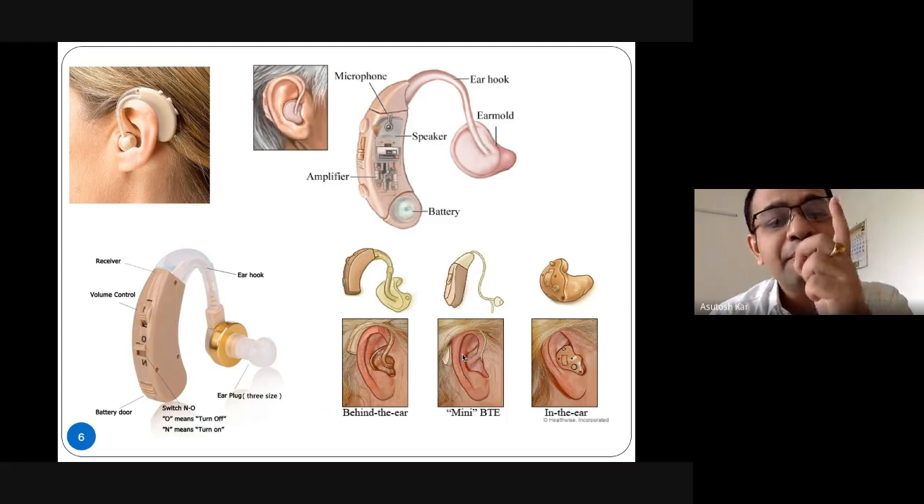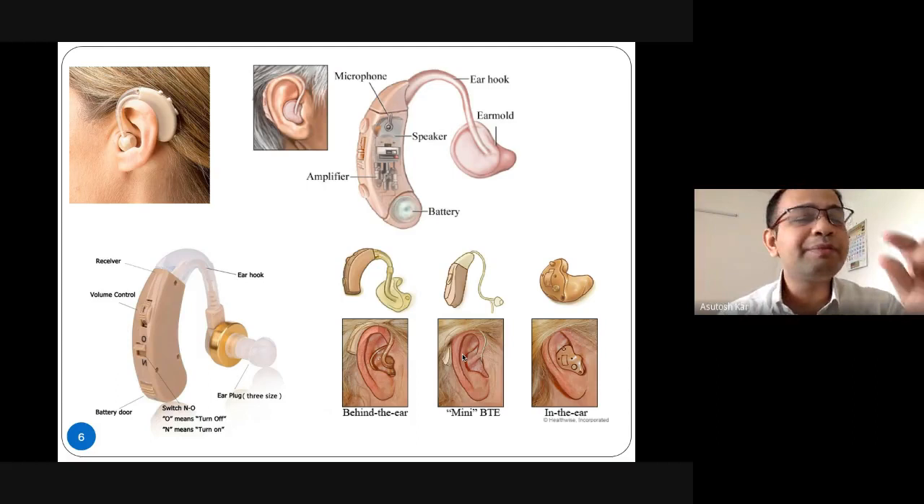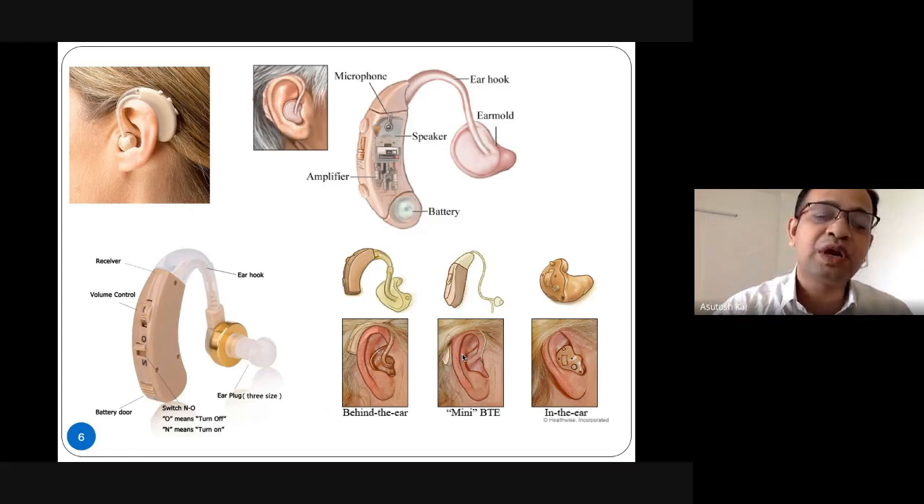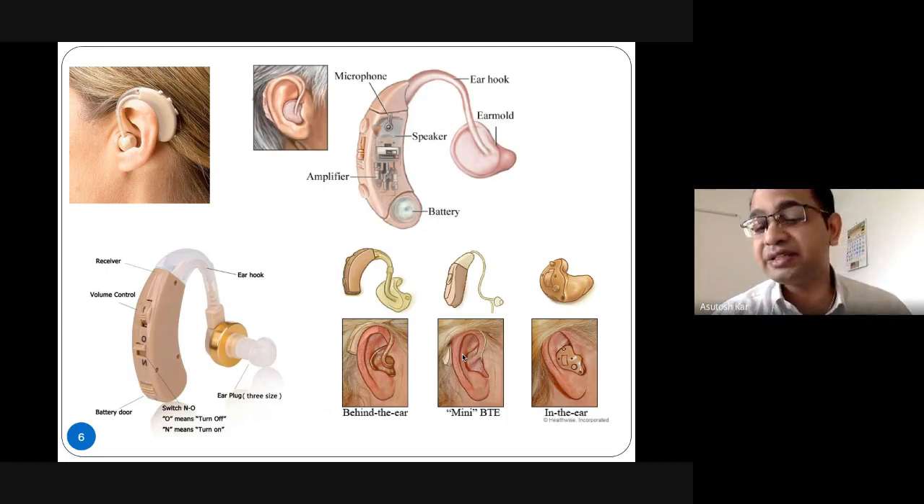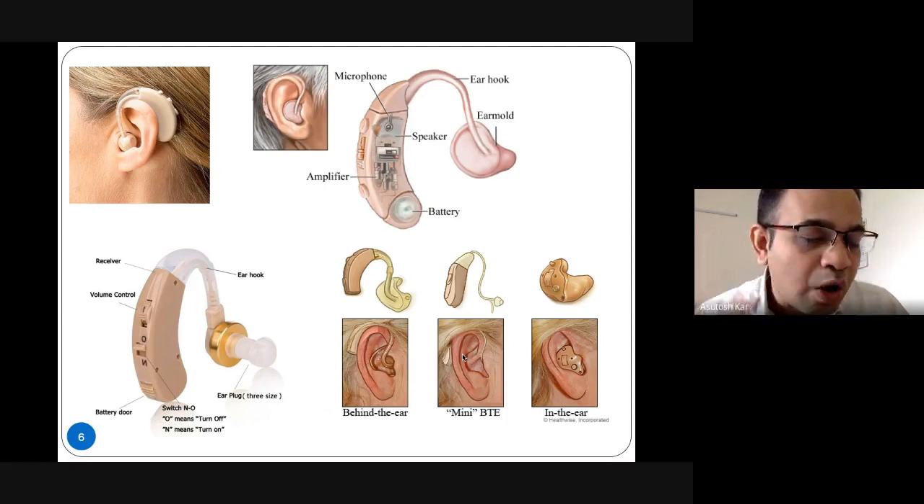Research found that people are style conscious. They don't want to show others that they are using a hearing aid. So therefore, the mini hearing aid came, which you can hide with your hair, so that others will not come to know that you are actually using a hearing aid device. Then the in-the-ear hearing aid came, which you can just directly push inside the ear, and it will receive the signal and produce it loudly in the ear canal, so that the signal will be clear to you.